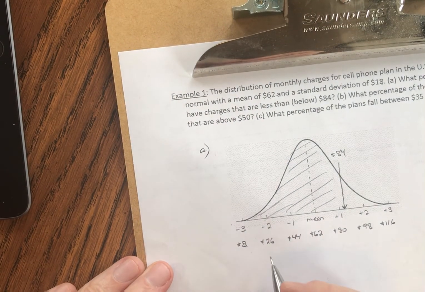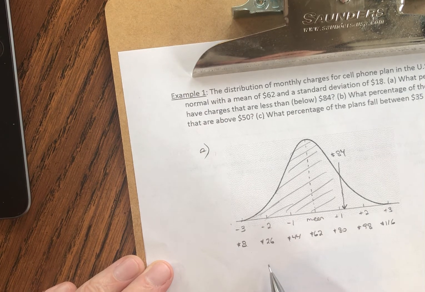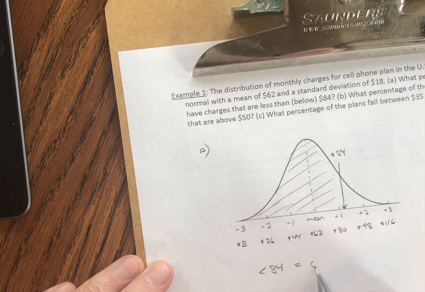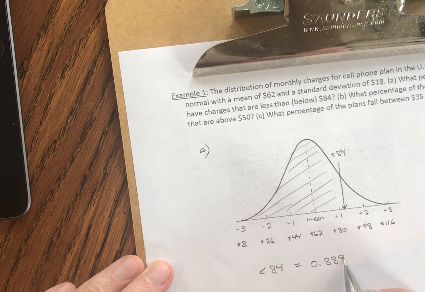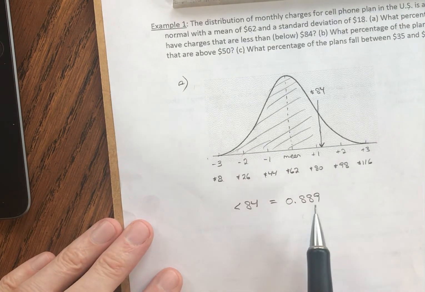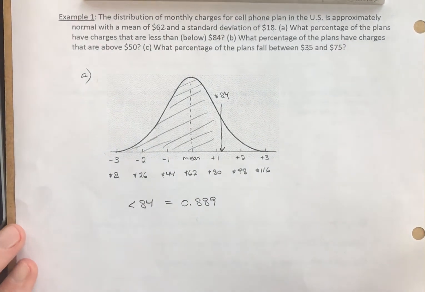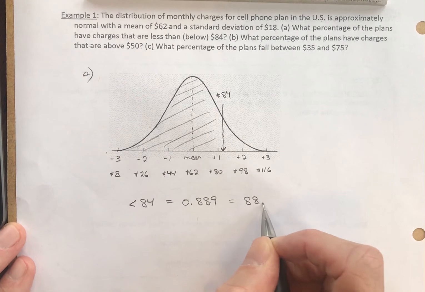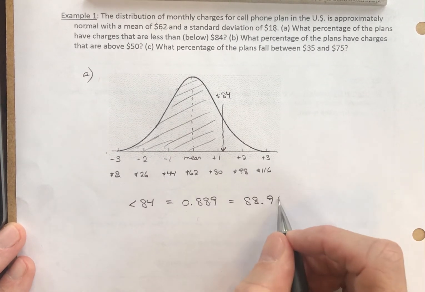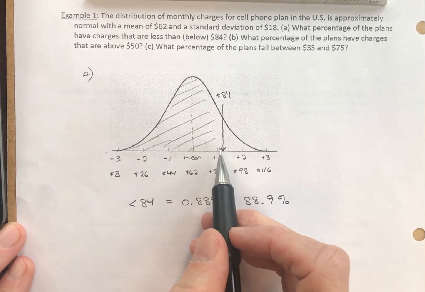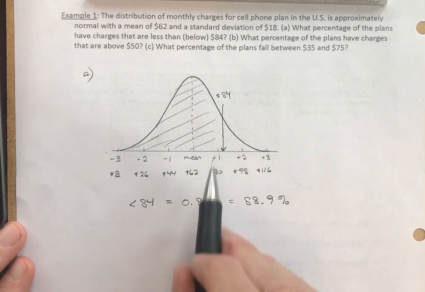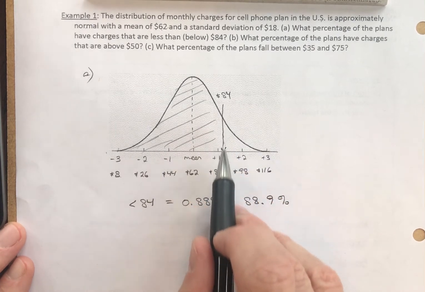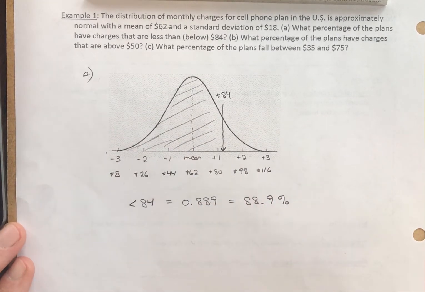Okay, so this one says to me, Desmos comes out with, let's see here, letter A, less than 84 is equal to, Desmos says, 0.889 to the thousandths place. As a reminder, Desmos gives you the decimal form, and this means we have 88.9% of the plans are less than $84. Desmos got us the line, Desmos did the shading, and Desmos did the math.